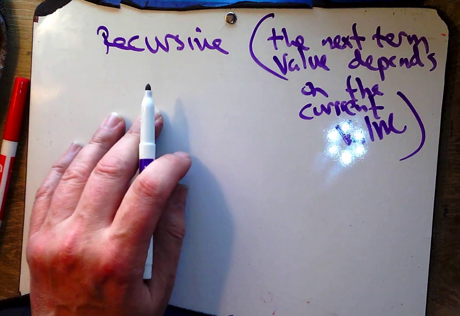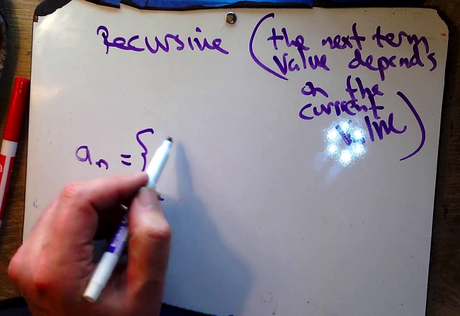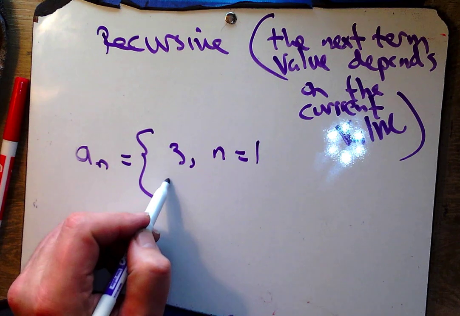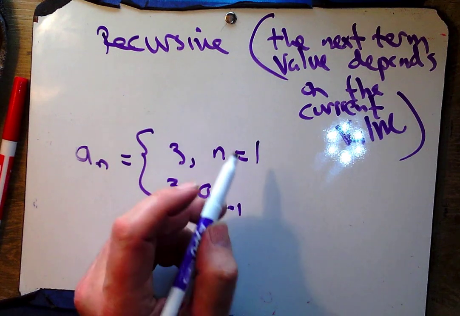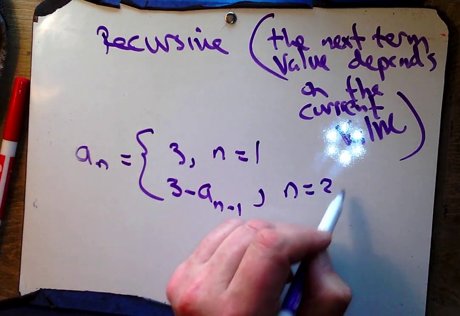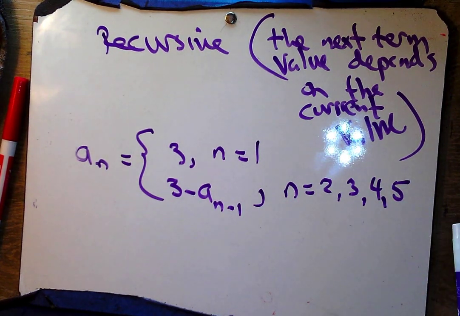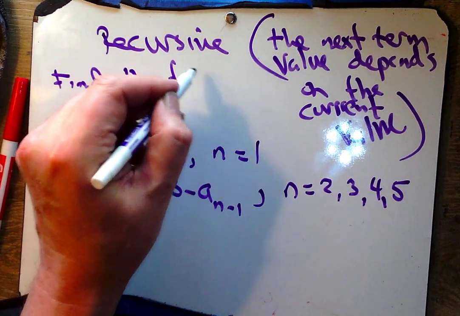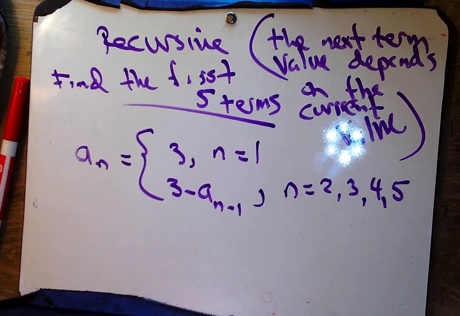Okay, so what does this mean? Well, it means, for example, if a sub n equals 3 for n equal to 1, but 3 minus a sub n minus 1 for n equals 2, 3, 4, 5. And the directions here say find the first 5 terms.